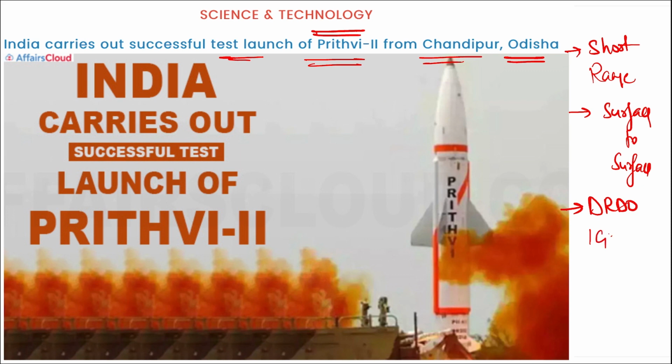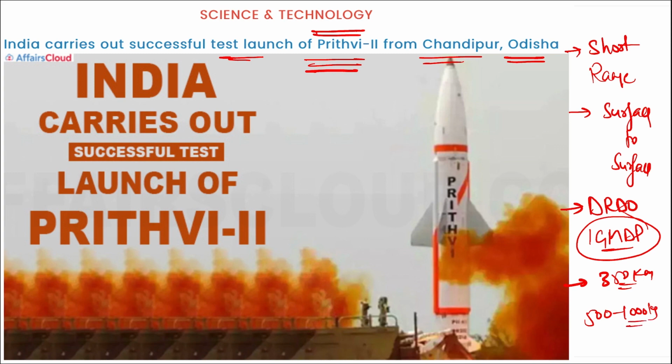Under the Integrated Guided Missile Development Project, DRDO developed this Prithvi 2, that is a nuclear capable tactical ballistic missile. This will have a range of up to 350 kilometers as it is a short range, and it can carry up to 500 to 1000 kg of warheads.